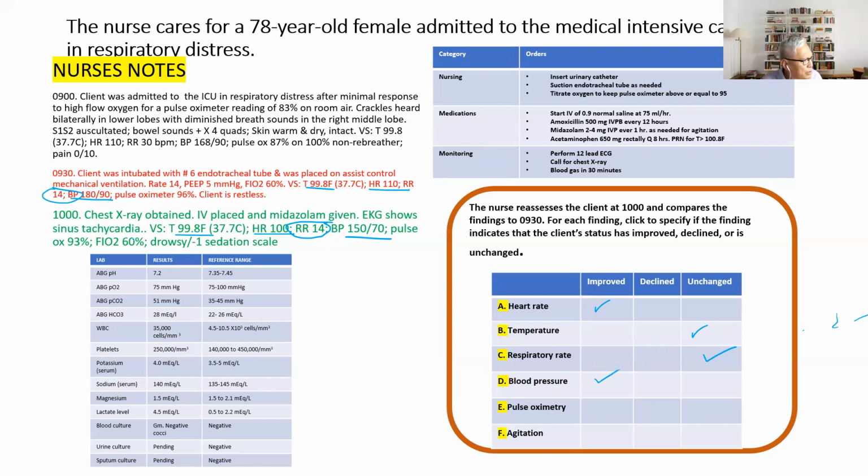And the pulse oximetry is 96 over here and 93 over here. So declined. Declined, very good. And how about the agitation? Client is restless over here, and the drowsy, minus 1 on the sedation scale. So this means to say improved. The agitation has improved. Very good.